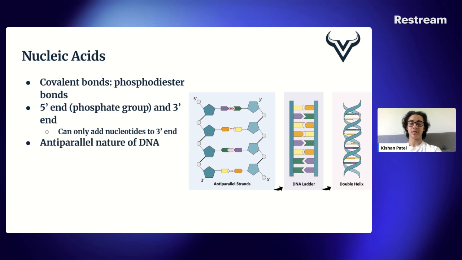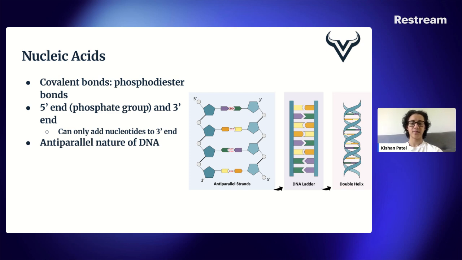So the covalent bonds in this are phosphodiester bonds, so they all have a different name. And it's important to note that the 5' end is the phosphate group, so you can kind of imagine it like this little circle, it's waving high, right? With all five of its fingers. If it was a person, that's how you can remember it is the 5' end. It's waving high. And the 3' end is obviously the opposite end where this 3 carbon is. And one thing to know is that you can only add nucleotides to the 3' end.